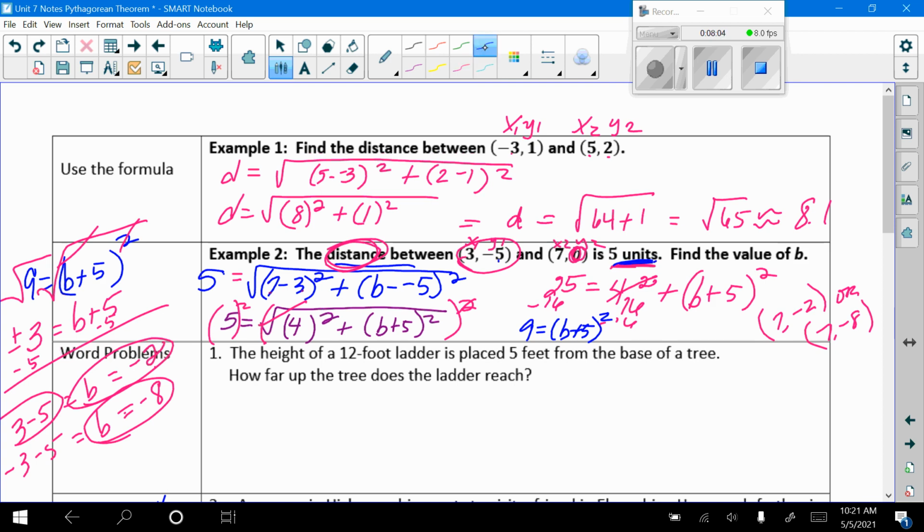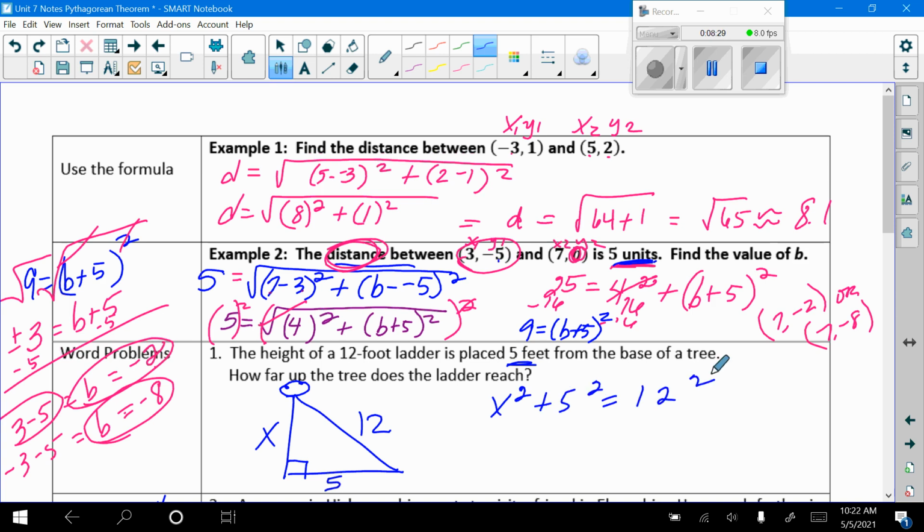The next one, a 12-foot ladder is placed, okay, so here's my tree, a 12-foot ladder. It's 5 feet from the base of the tree. How high is it up on this tree? We don't know. So this makes up a right angle. So I'm going to say x squared plus 5 squared equals 12 squared.